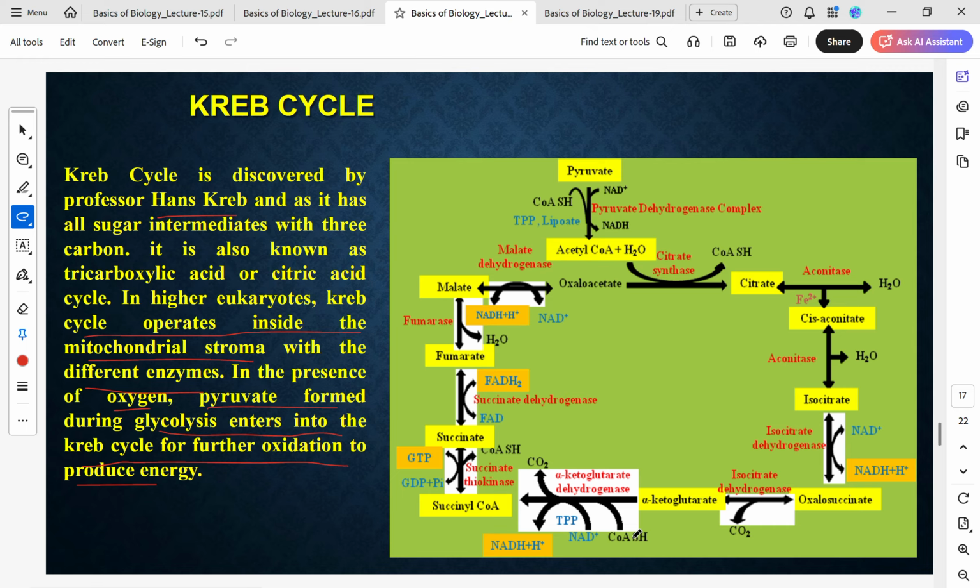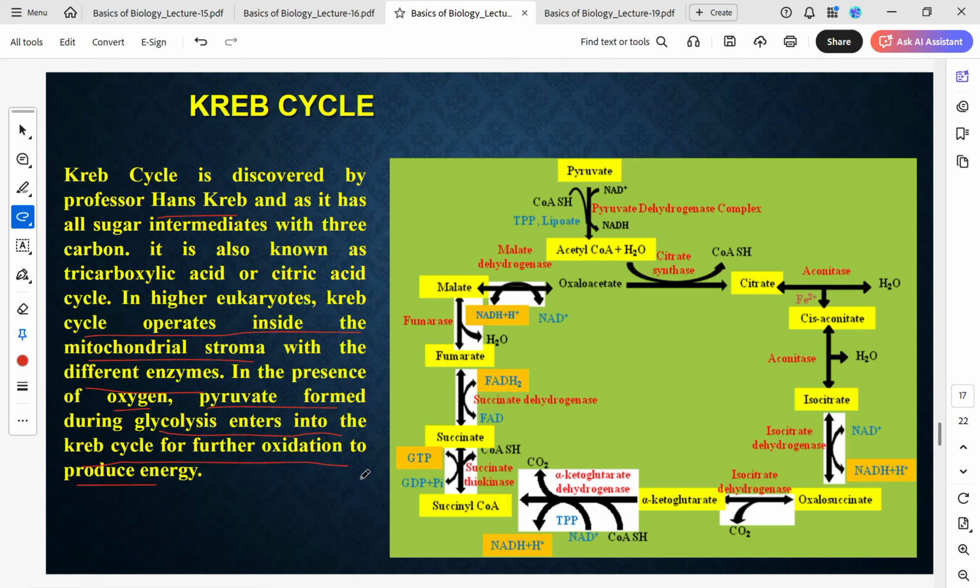Oxalosuccinate converts into alpha ketoglutarate. The alpha ketoglutarate can convert into succinyl coenzyme A. And here there is one more NADH molecule released. The succinyl coenzyme A, in presence of succinate thiokinase, converts into succinate with a release of a GTP molecule here. GTP usually has the same energy levels as ATP.